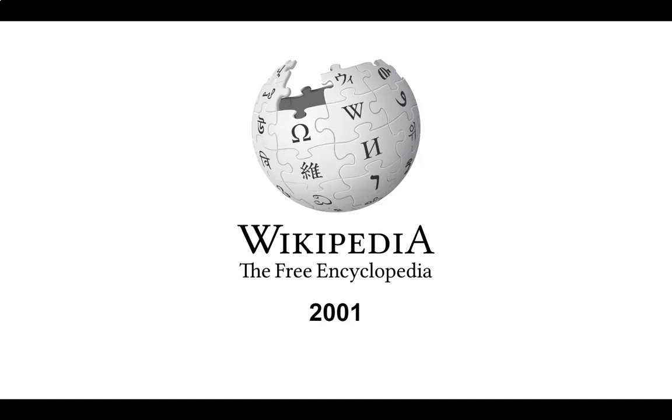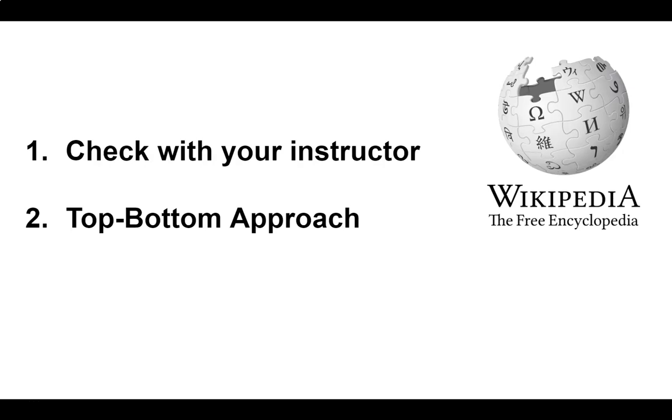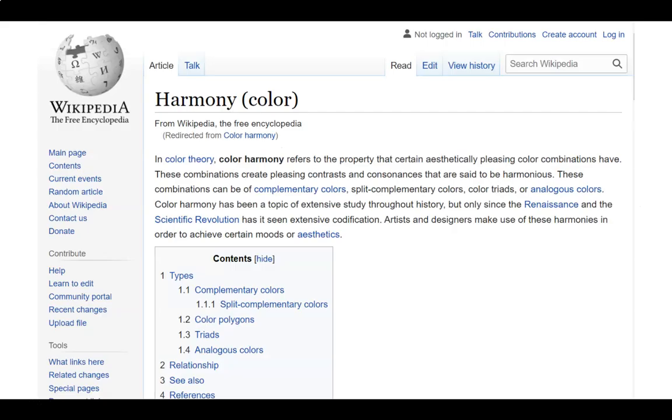Because of improvements Wikipedia has made over the years, the answer today is a little less black and white, but what I tend to tell students is, number one, check with your instructor to see if they allow the use of Wikipedia. They are, after all, the ones giving you the grade on your paper or project. They might be okay with you using it, but just not actually citing it as a source. The second thing I mentioned is if you do use Wikipedia, to take what I call a top-bottom approach.